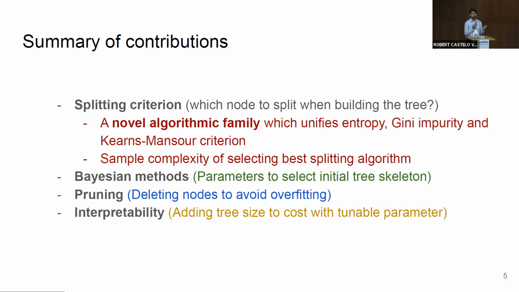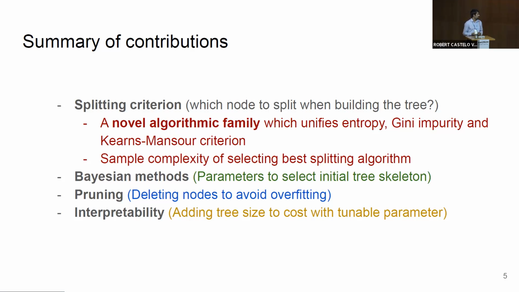So the idea is no single heuristic works well across all data sets and domains, but if we unify them into a single family and we try to learn over that family what the best heuristic is, we can potentially do well across all data sets. And so our contribution here is to give a sample complexity guarantee on selecting the best splitting criterion.